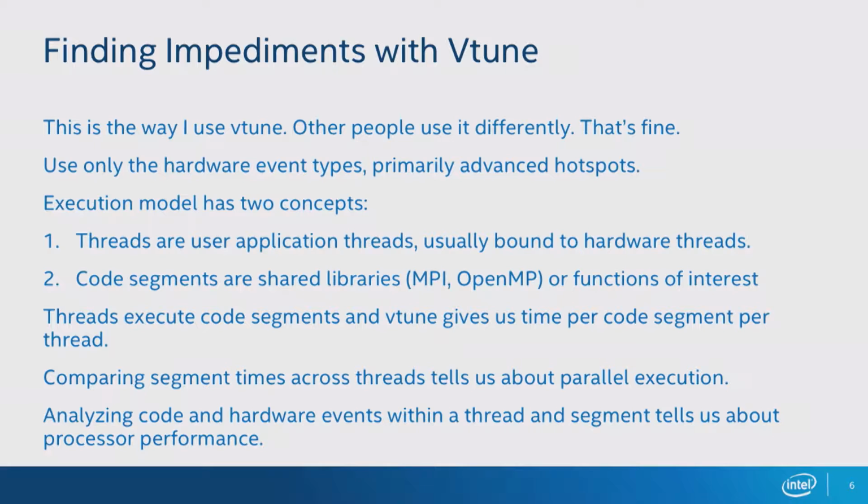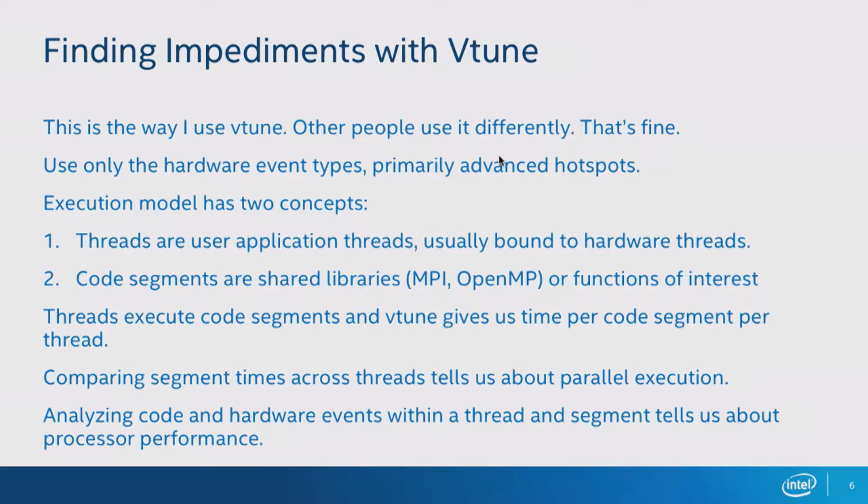Okay, so how do I use VTune to find these impediments? This is how I use VTune. VTune has a lot of features. I don't think you need to use them all. I'm hoping you'll find these to be useful. I recommend that you only use the hardware event types, and I have a list at the very end about the event types, the actual collection types that I recommend that you use.